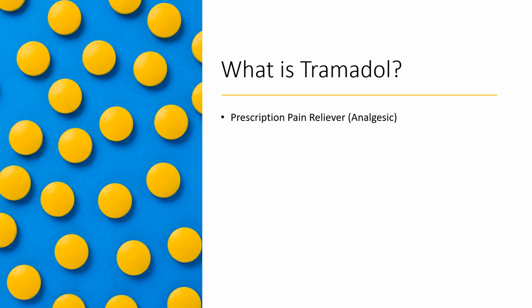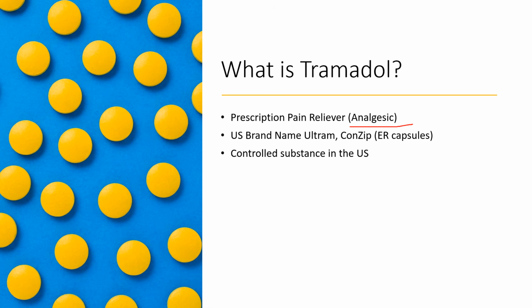Okay, to start off, what is Tramadol? It's a prescription pain reliever, often referred to as an analgesic. In the US, it's sold under the brand name Ultram, or there's an ER, extended release capsule, Conzip. And in the United States, it is a controlled substance because there is a potential for abuse, addiction, and misuse.